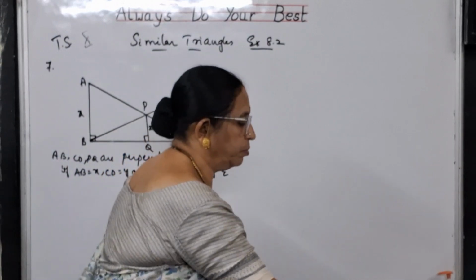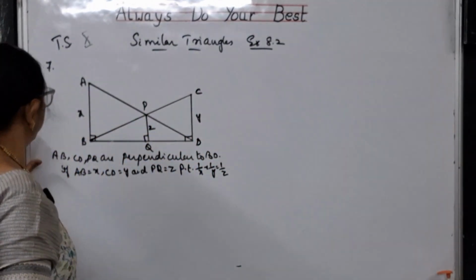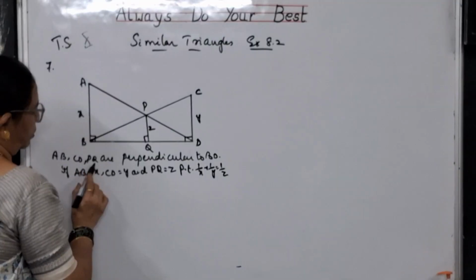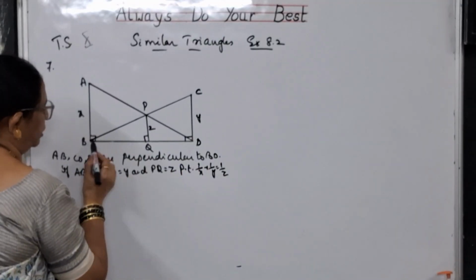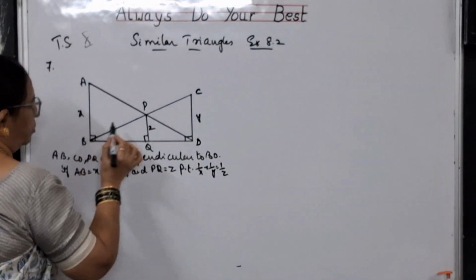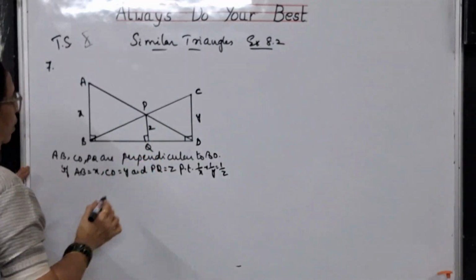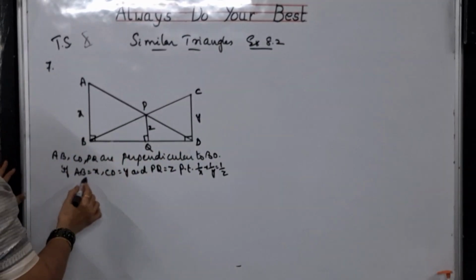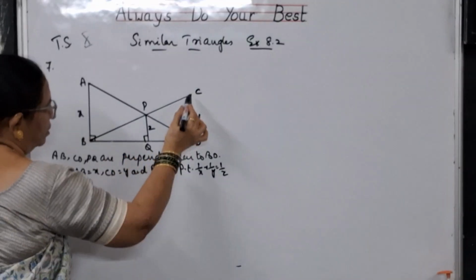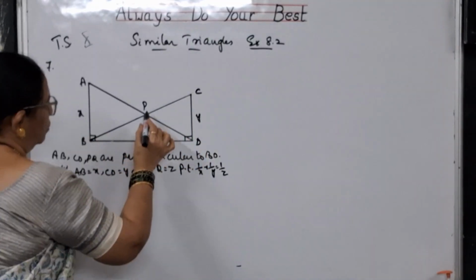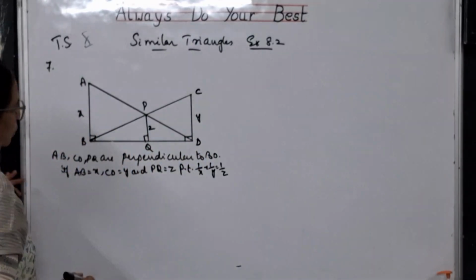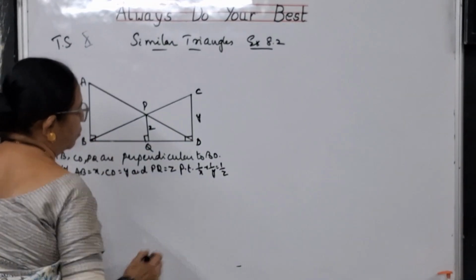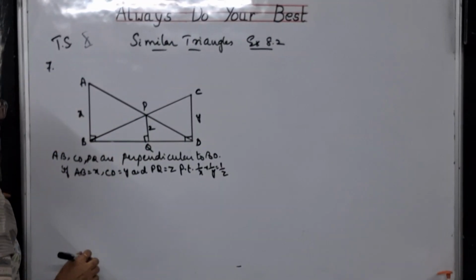Now, the seventh problem. This is the figure given to you. What is given to you? AB, CD, PQ are perpendicular to BD. This is BD. AB, CD, PQ all are perpendicular. The symbol indicates that they are perpendicular. AB is X, CD is Y, PQ is Z. So you have to prove that 1 by X plus 1 by Y is equal to 1 by Z.